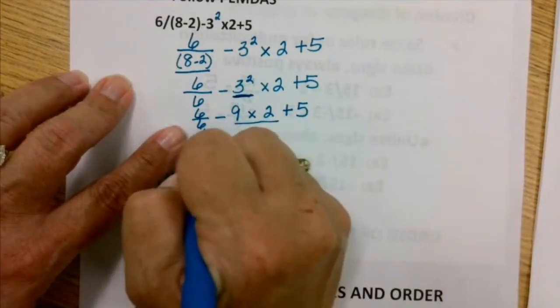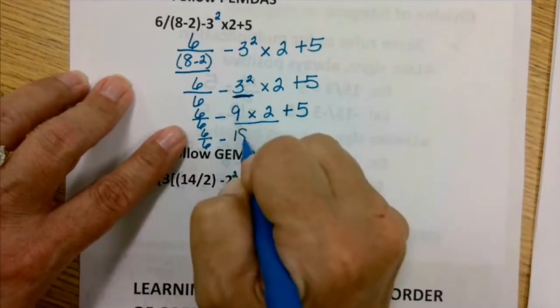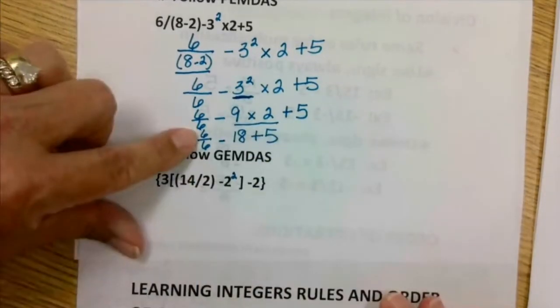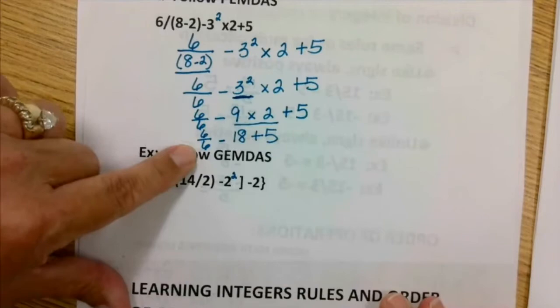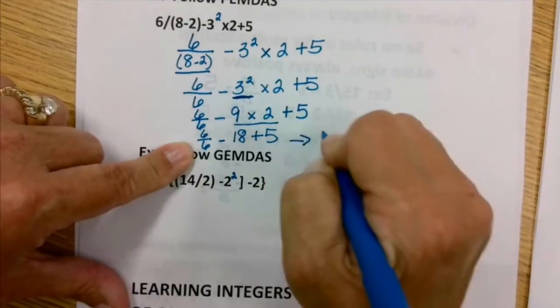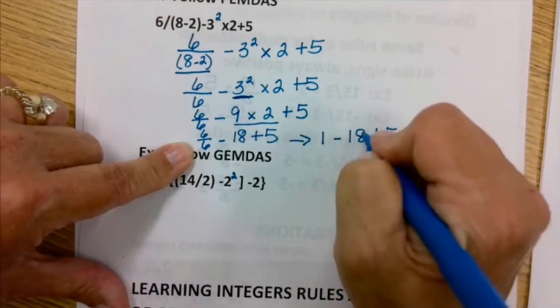So we have 6 over 6 minus, what is 9 times 2? 18. And then we have plus 5. Next, we're going to do 6 over 6, or 6 divided by 6, which is 1. So I'm going to work over here now. 1 minus 18 plus 5.